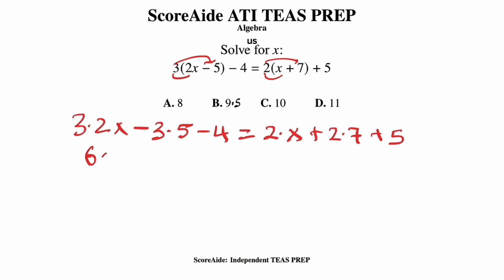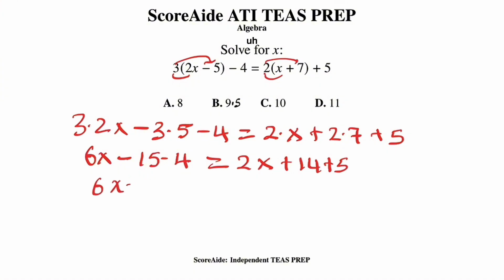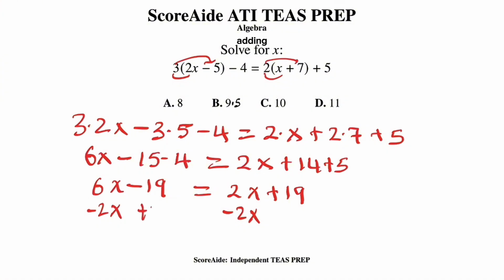3 times 2 is going to give us 6x minus 3 times 5 is 15 minus 4, which is equal to 2 times x, 2x, 2 times 7, 14 plus 5, right? So this is going to be 6x minus 19 equals 2x plus 19. So we eliminate 2x from the right hand side by subtracting 2x from both sides, right? And we eliminate negative 19 from the left hand side by adding 19 to both sides of the equation.